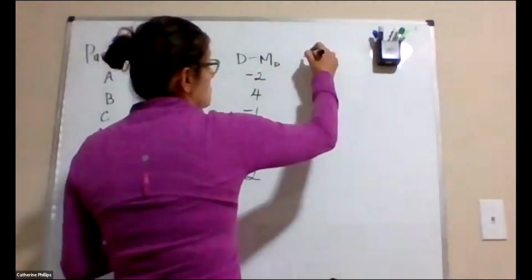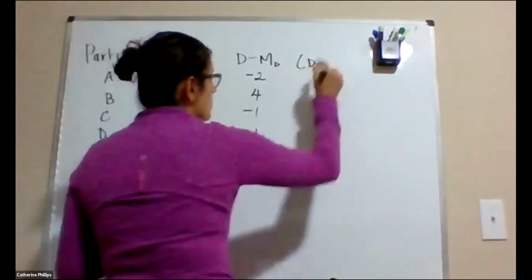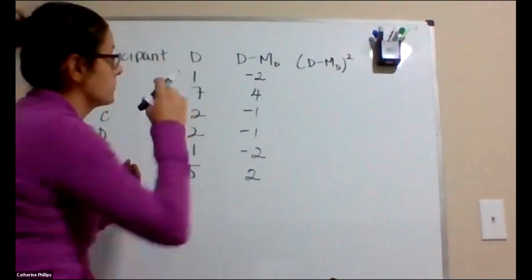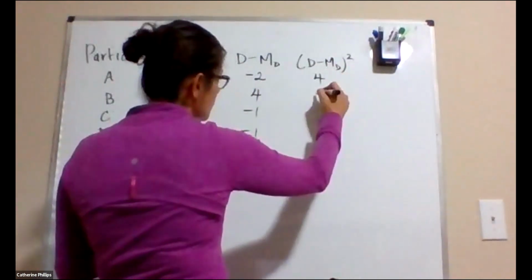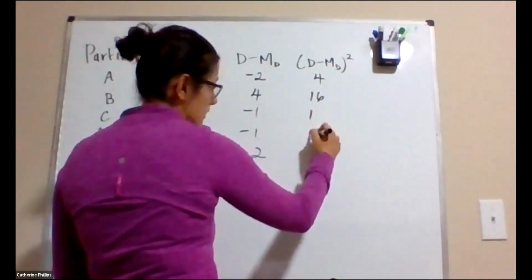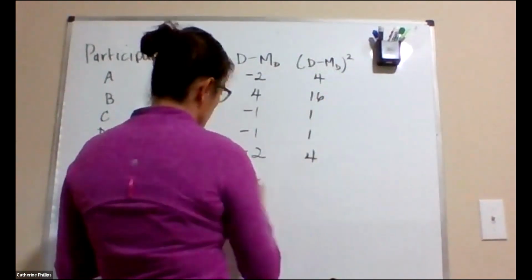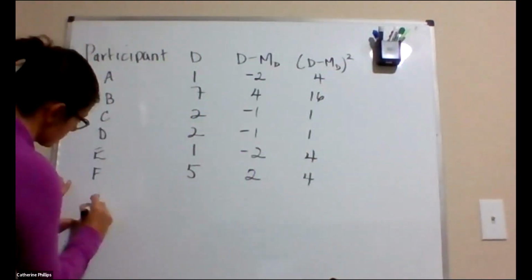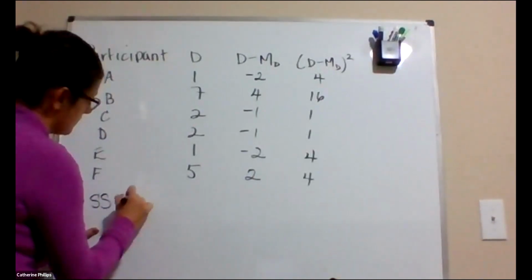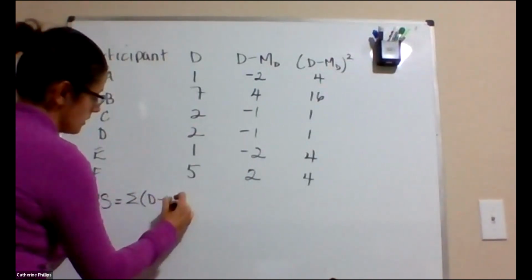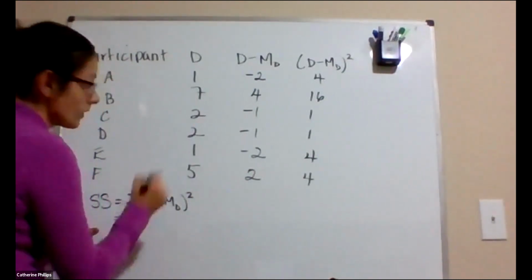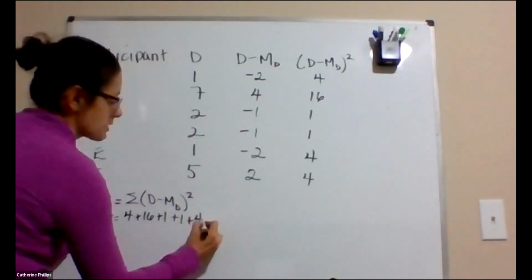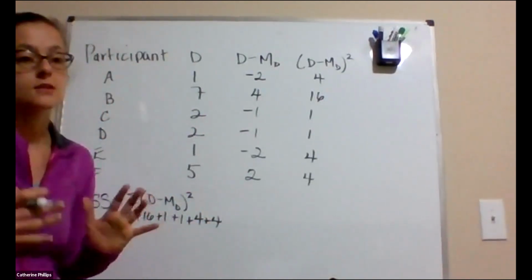So what we need to do is square the deviation scores. A negative number squared is a positive. So 2 squared is 4. 4 squared is 16. -1 squared is 1. -2 squared is 4. And 2 squared is 4. So for our sum of squares, we take the sum of the squared deviation scores. So 4 plus 16 plus 1 plus 1 plus 4 plus 4. And that gives us our sum of squares.